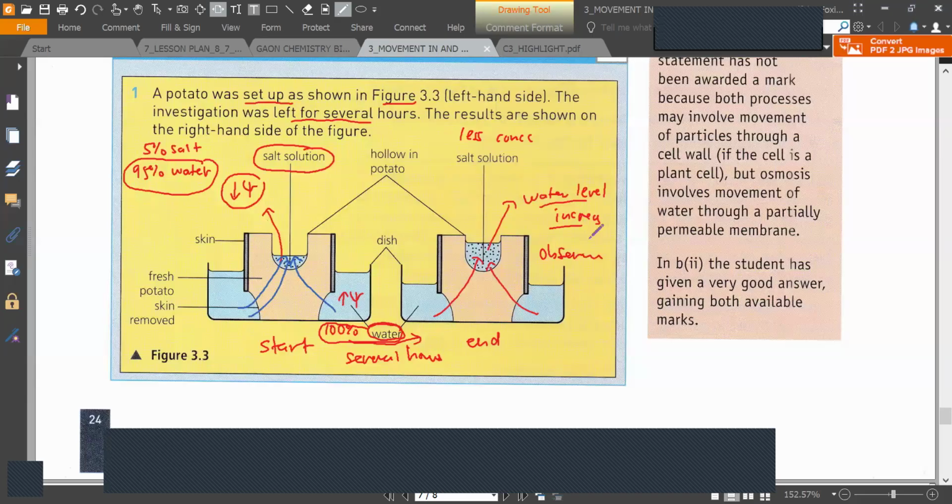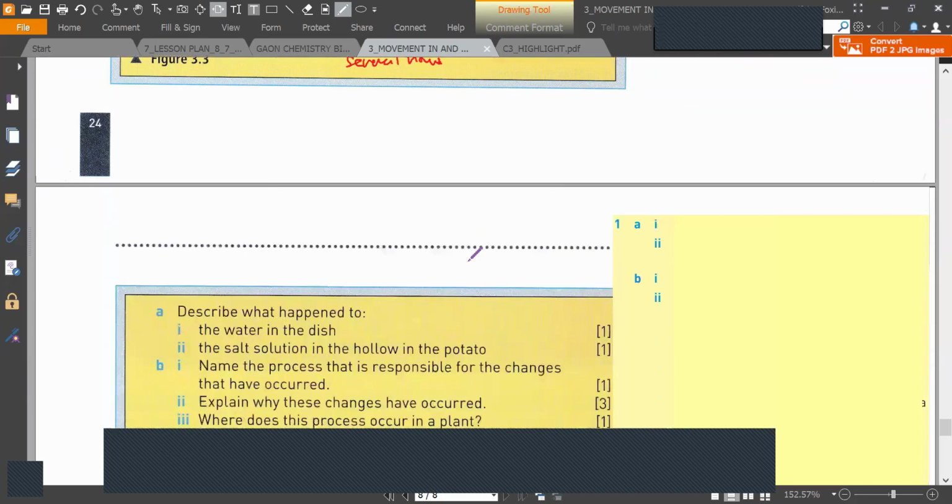So for this kind of experiment, this is what we observe, the movement of water. If we have another situation, with water here and a salt solution here, then water will go the other direction. Then the water level will decrease on the other hand. So this is what we expect for this experiment. We can take a look at the question.